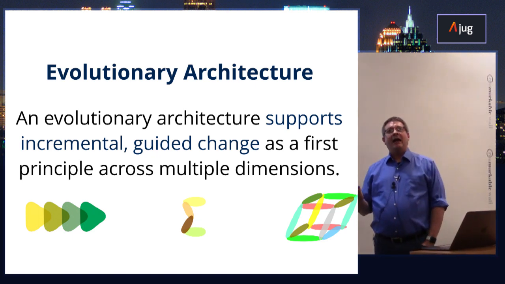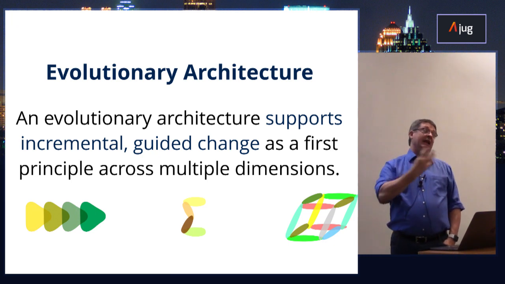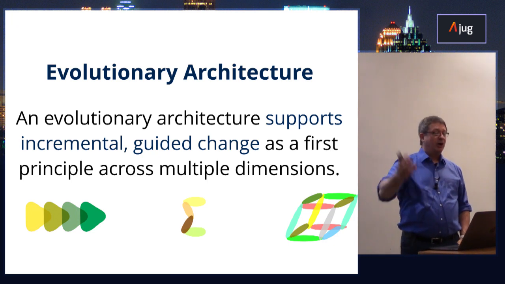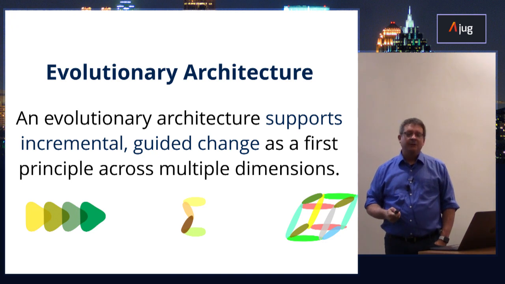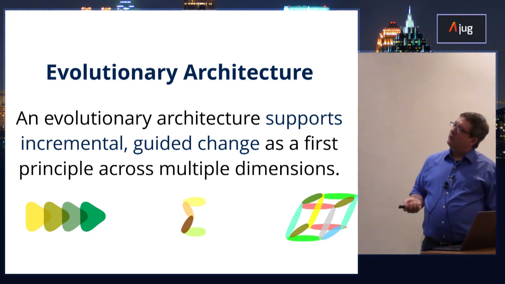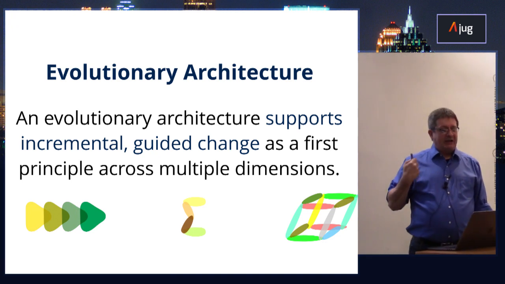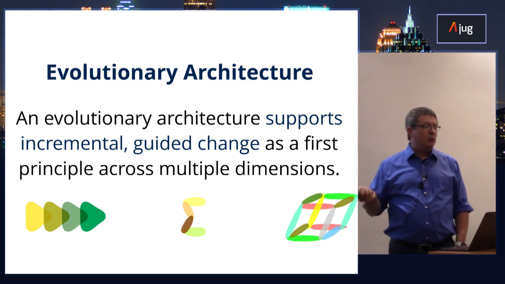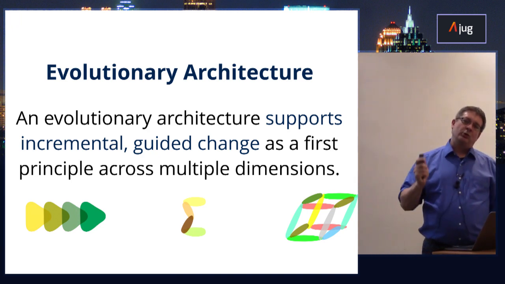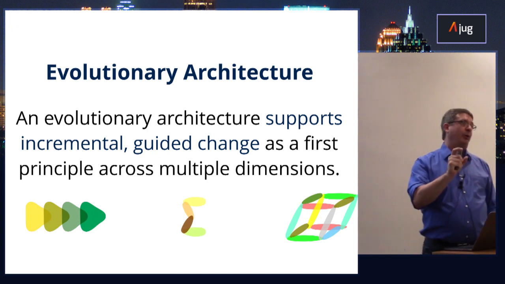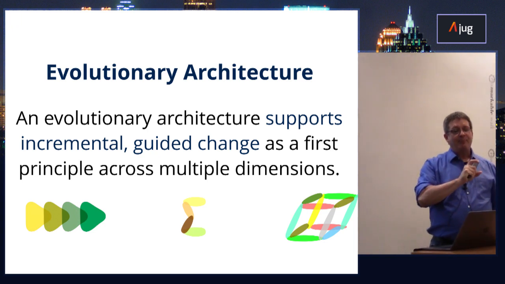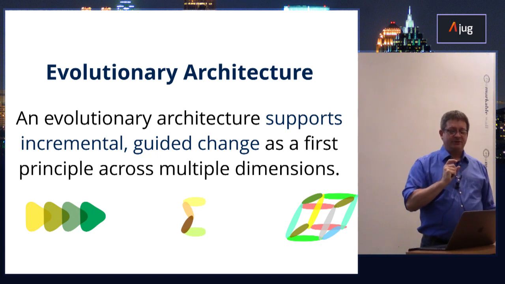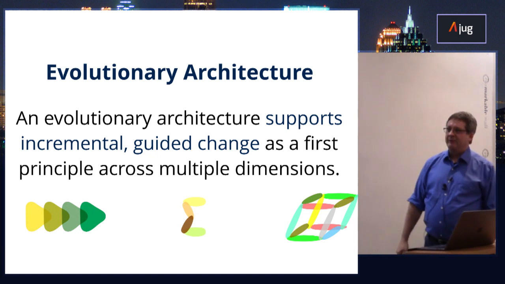So we're thinking about how do you build architectures that support change. And that's his idea, and this is one of the building blocks, of course, for hypothesis-driven development. And so here's our definition of an evolutionary architecture. It's one that supports incremental guided change as a first principle across multiple dimensions. And I won't go deep into this definition. I just want to talk about the parts that are particularly pertinent to this idea of hypothesis and particularly data-driven development, because I'm about to give you a good example of an evolutionary architecture.